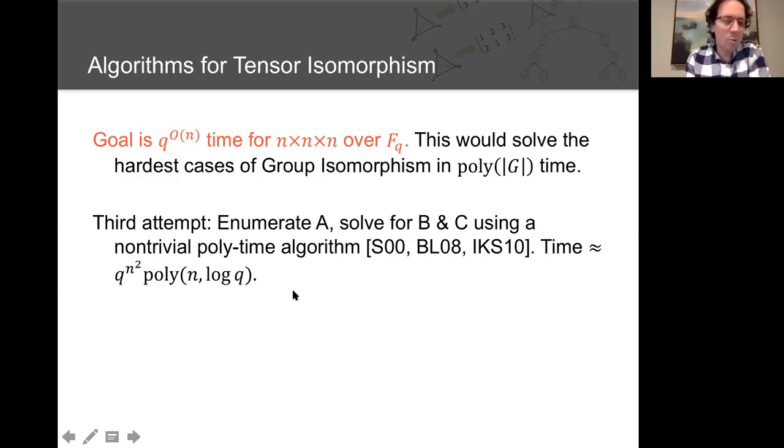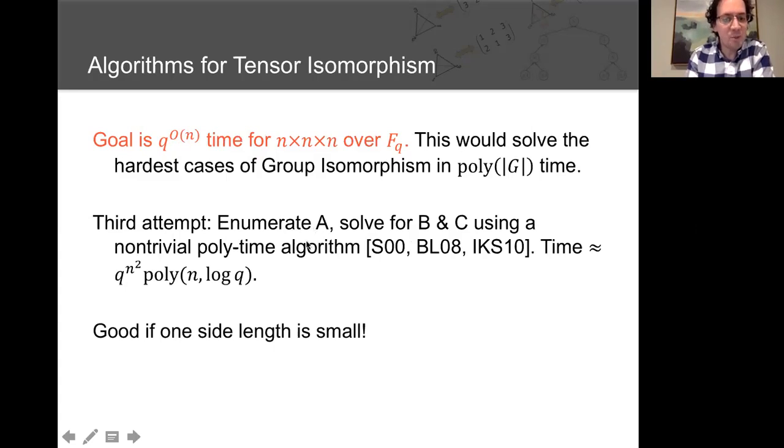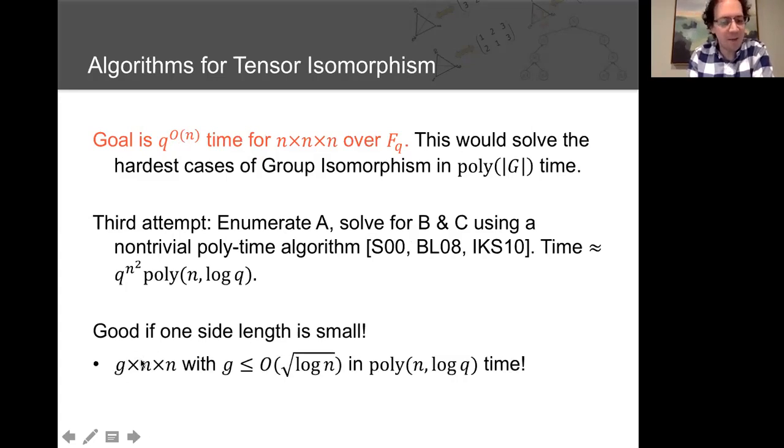But now remember, we want to look at small subtensors. So one nice thing is this only depends on one side length. So if one side length is small, I can choose to brute force over that side length. So if I'm looking at g by n tensors where g is small, this becomes q to the g squared times polynomial in n and log q. And when g is small enough, that's polynomial time overall. So this is our first thing.